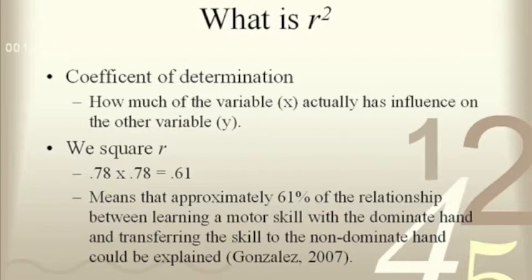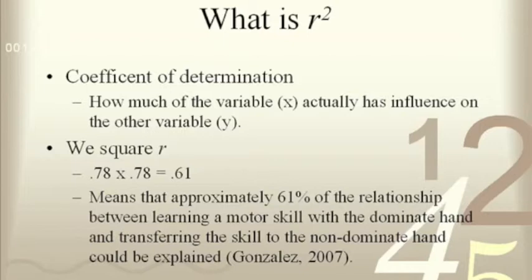Approximately 61% of the relationship between learning a motor skill with the dominant hand and transferring that skill to the non-dominant hand could be explained. How it can be explained is by practicing a motor skill, that the skill was actually transferred by practice. That's what it means by being explained. That relationship between the dominant and non-dominant hand learning that skill can be explained by the practice that the person did.